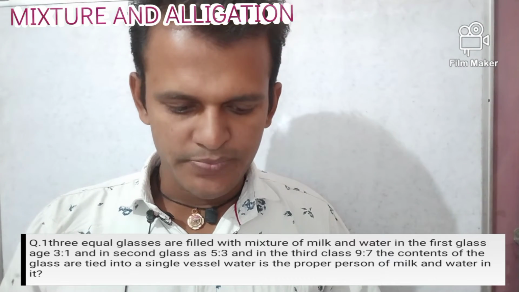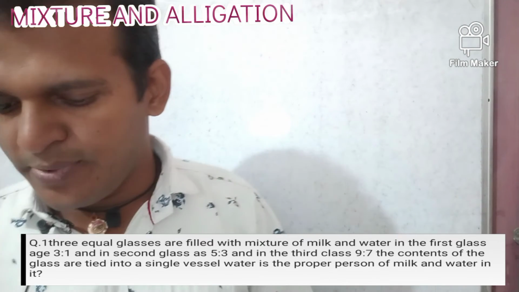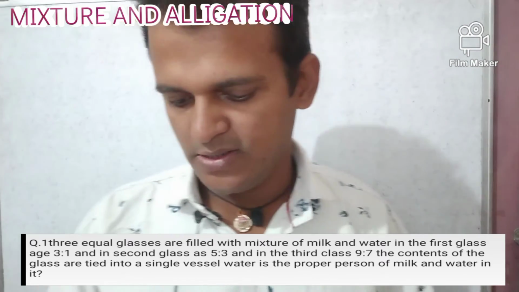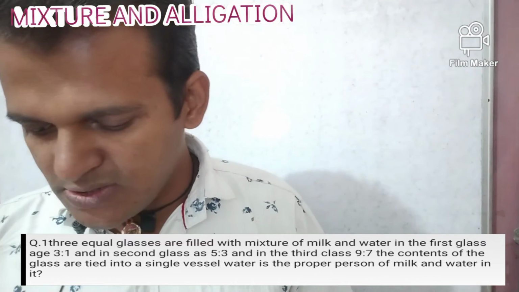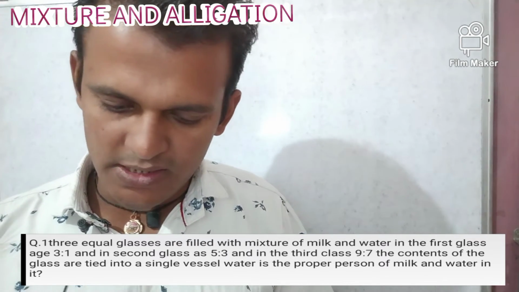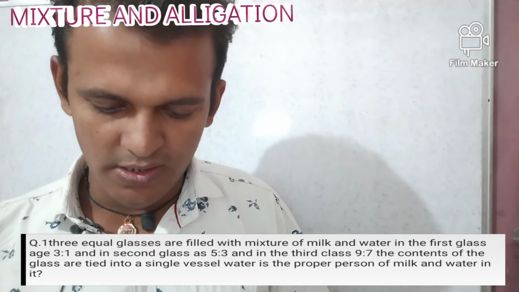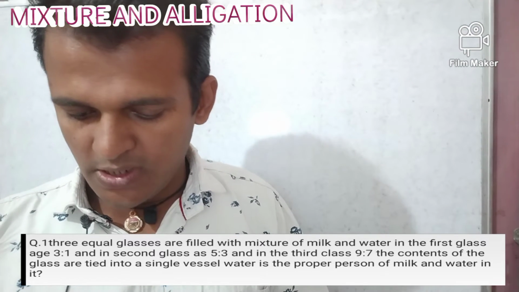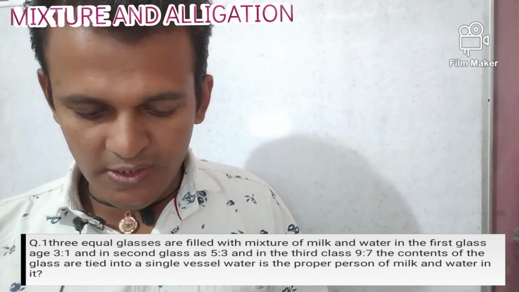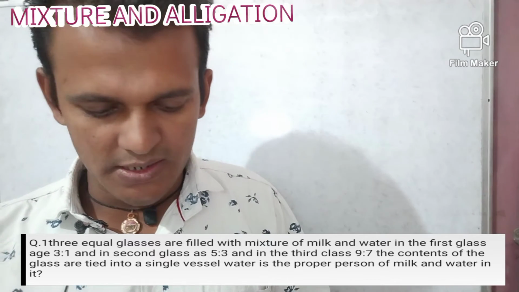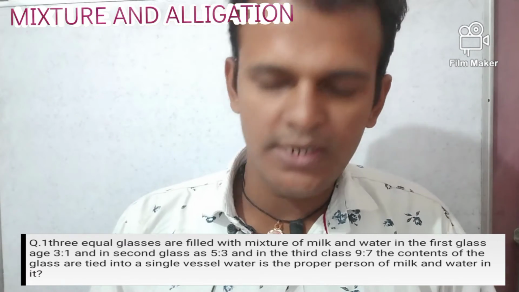Question number 1. Three equal glasses are filled with a mixture of milk and water. In the first glass, the ratio is 3:1, in the second glass, 5:3, and in the third glass, 9:7. The contents of the glasses are emptied into a single vessel. What is the proportion of milk and water in it?